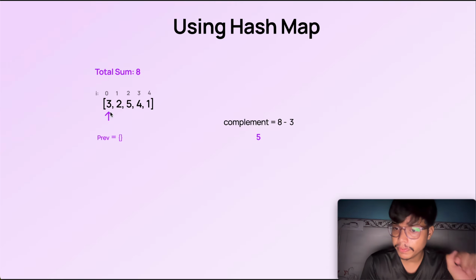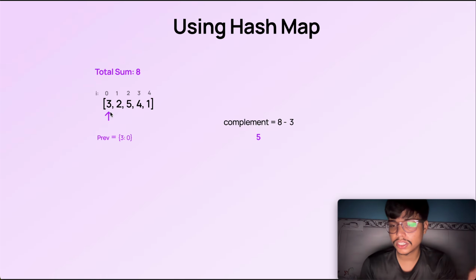We need to check in previous. Basically, is 5 in previous? So we have not found a 5 in previous, so that means we need to store. So basically we need to store a current number with their index.